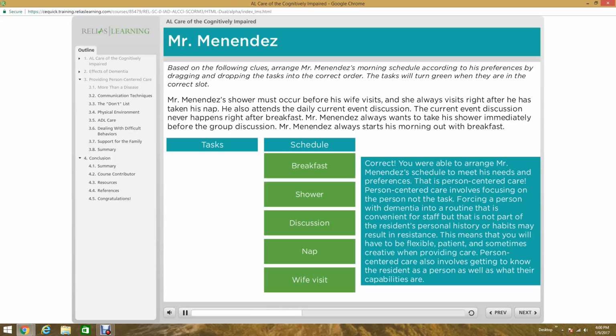Forcing a person with dementia into a routine that is convenient for staff, but that is not part of the resident's personal history or habits, may result in resistance. This means that you will have to be flexible, patient, and sometimes creative when providing care. Person-centered care also involves getting to know the resident as a person as well as what their capabilities are.